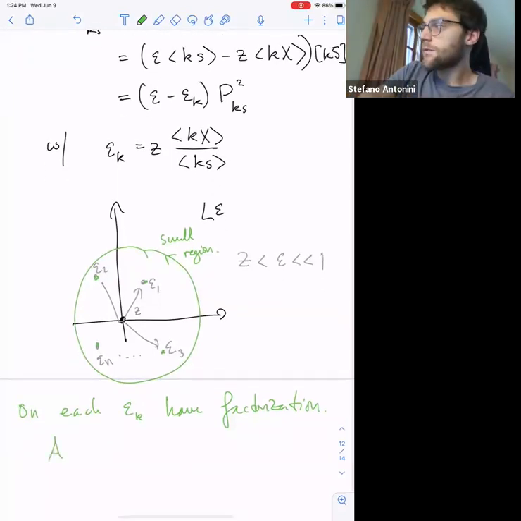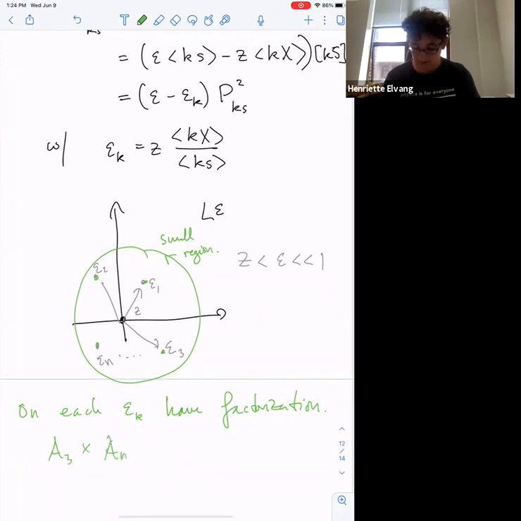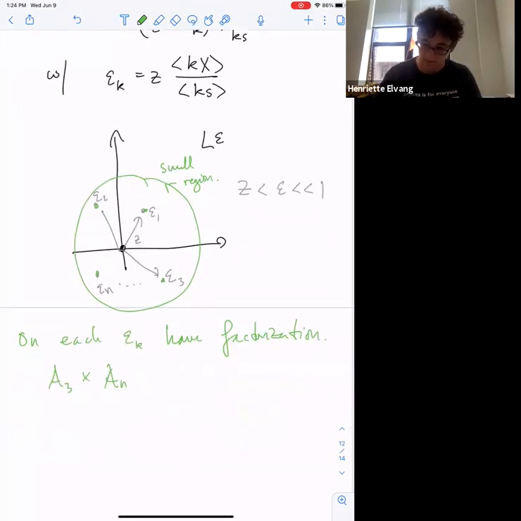And they have factorization into A3 times AEN. So this gives me step number 3 in the process.